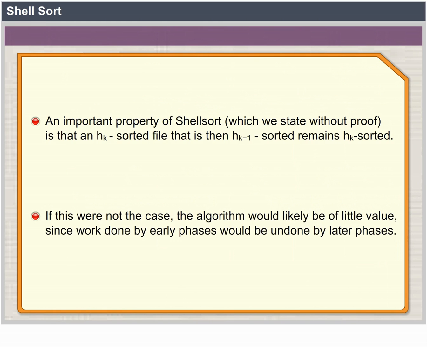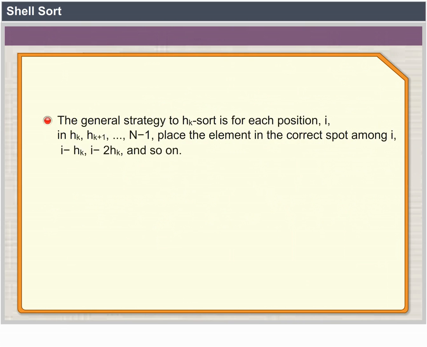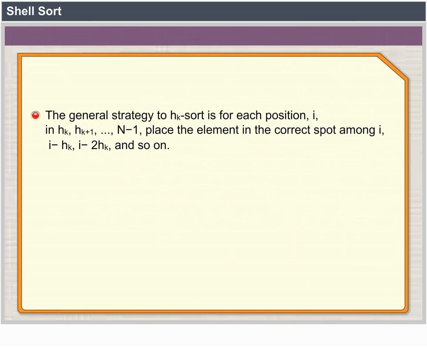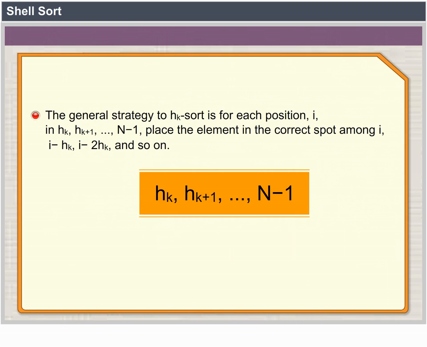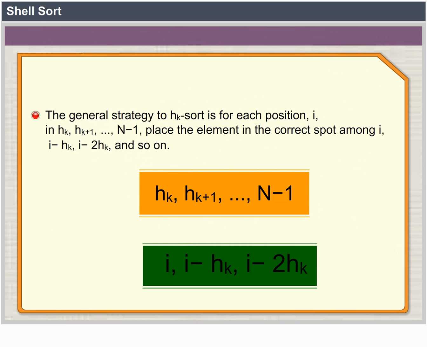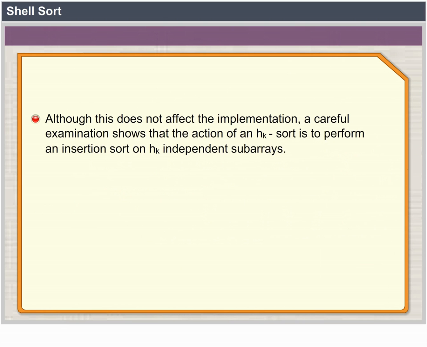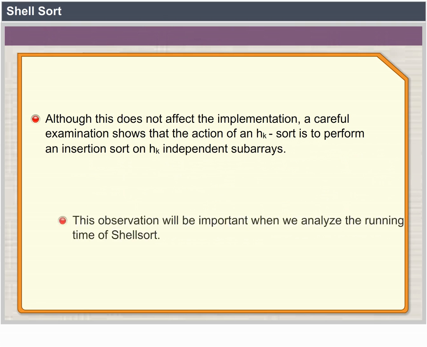The general strategy to hk-sort is, for each position i in hk+1 up to n-1, place the element in the correct spot among i, i-hk, i-2hk, and so on. Although this does not affect the implementation, a careful examination shows that the action of an hk-sort is to perform an insertion sort on hk independent subarrays. This observation will be important when we analyze the running time of shell sort.